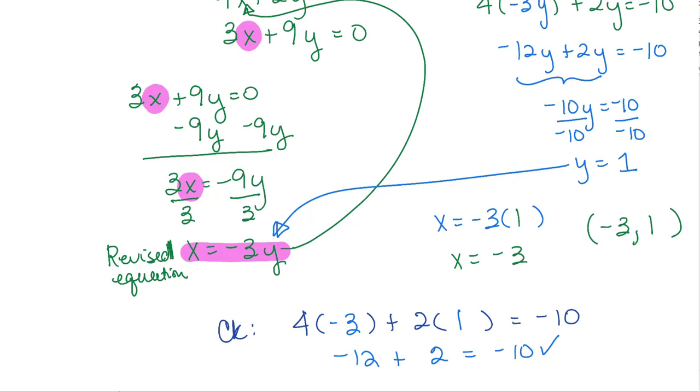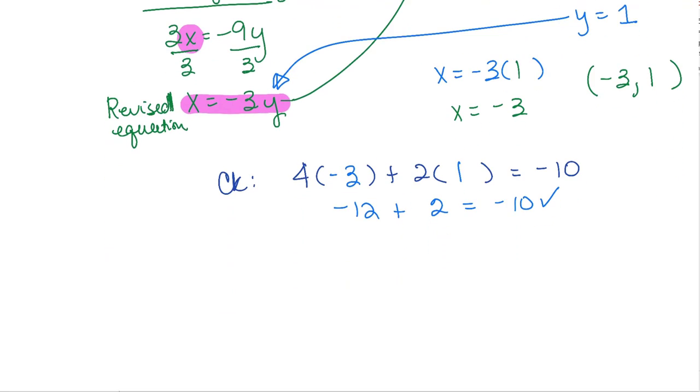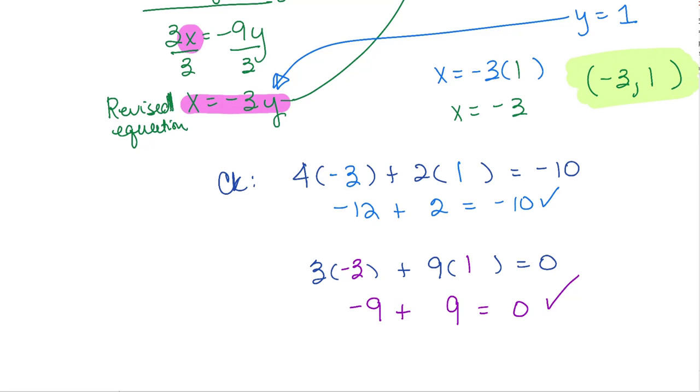So that works. But does it work for the other equation, 3x plus 9y equals 0? So we have 3x plus 9y equals 0. And we're putting in negative 3 for x and 1 for y. So negative 3 times negative 3 is negative 9, plus 9 times 1 is 9. Negative 9 plus 9 is 0, so that works out too. So that means that we are correct and that negative 3, 1 is the solution.